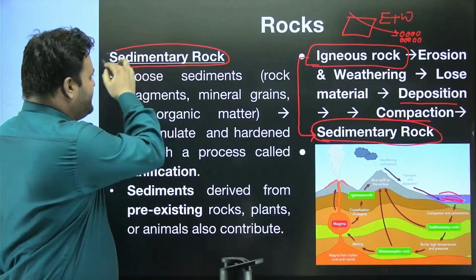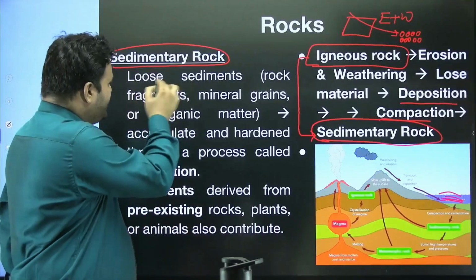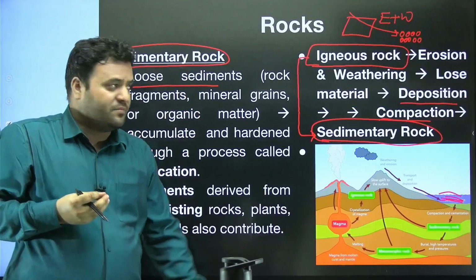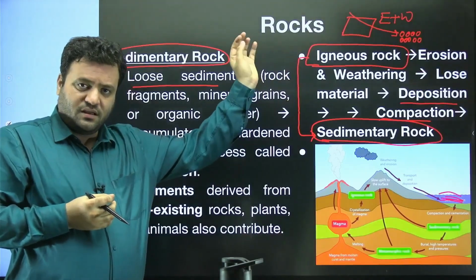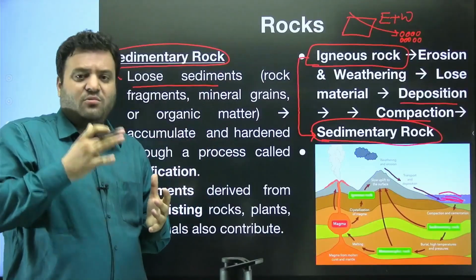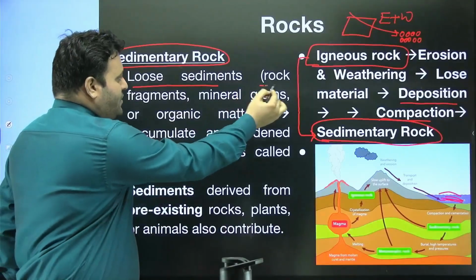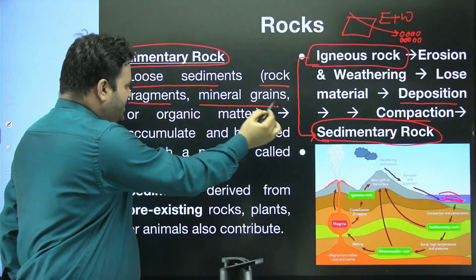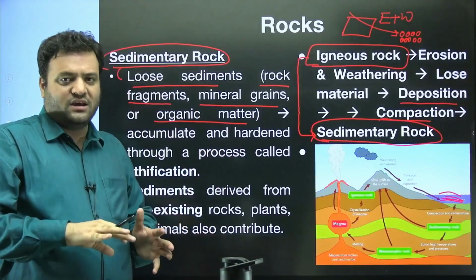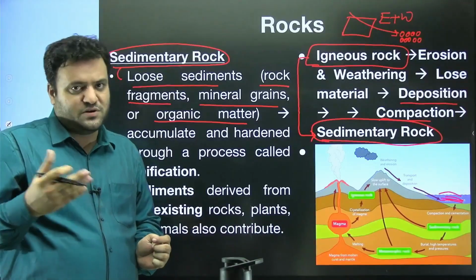Sedimentary rocks, as I told you, are basically comprised of loose sediments. We have rock fragments. Suppose there is an igneous rock, and it gets eroded by the action of water, and due to the action of temperature and water, when there is weathering, what would happen? Rock fragments would be there, mineral grains would be there, and yes, we could also have organic matter on the igneous rock, and that ultimately leads to the sediments, especially in the sedimentary rock.